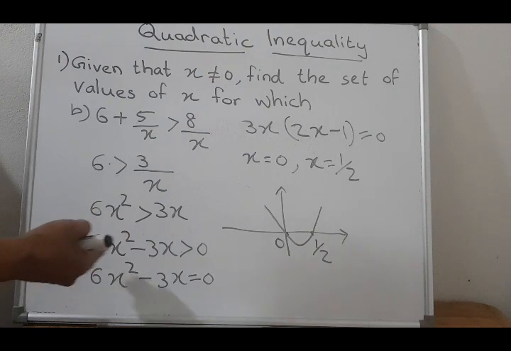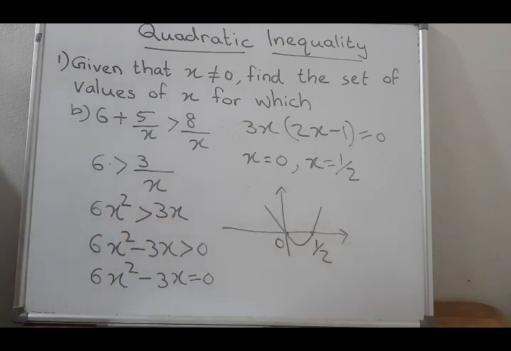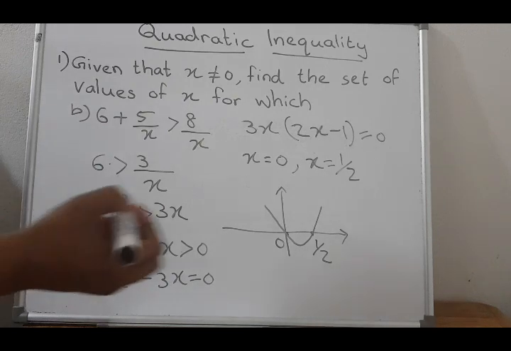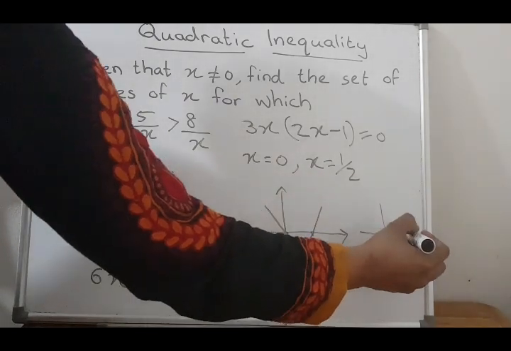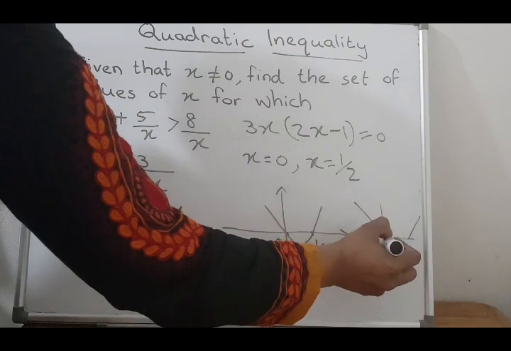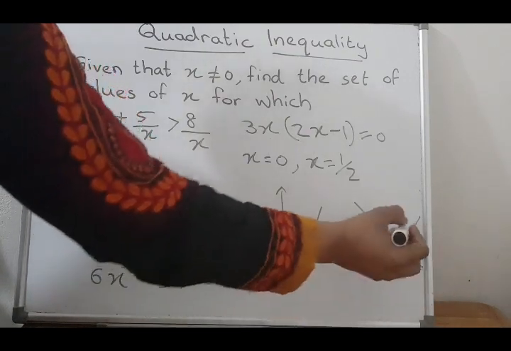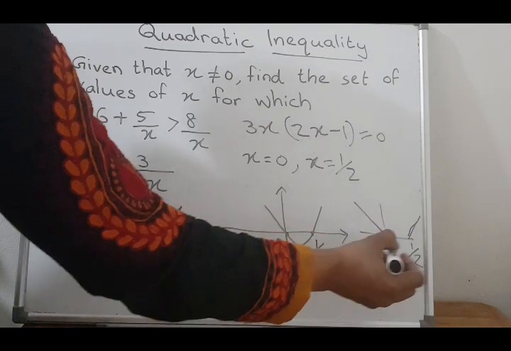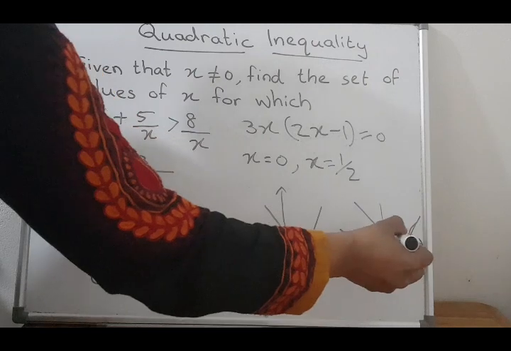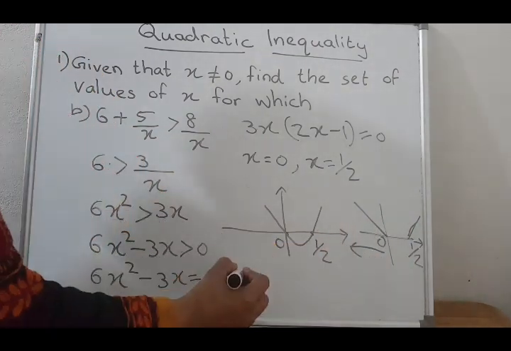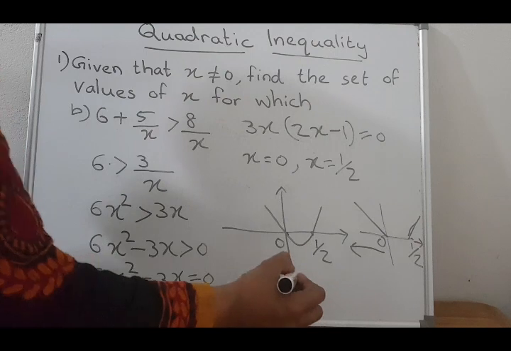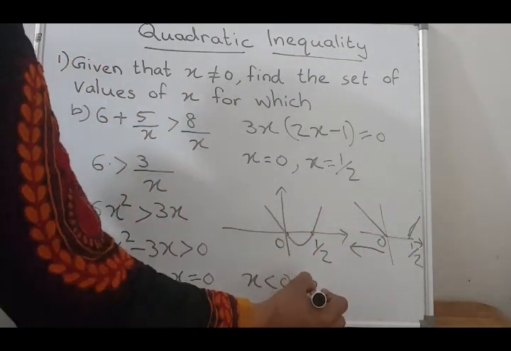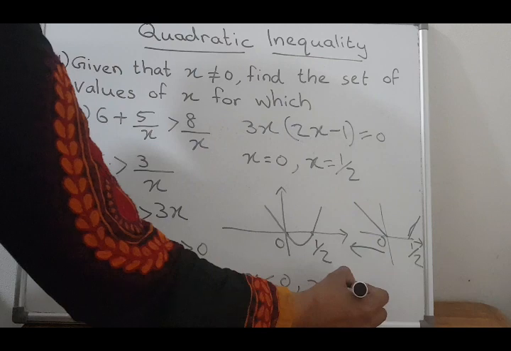Now you see, the inequality says 6x square minus 3x is greater than 0. Greater than 0 means the part above x-axis. So which part is coming? This part is coming, the two tails. So the corresponding x values means to this side and to this side. This side means x less than 0. So x less than 0 or to that side means x is greater than 1 by 2.